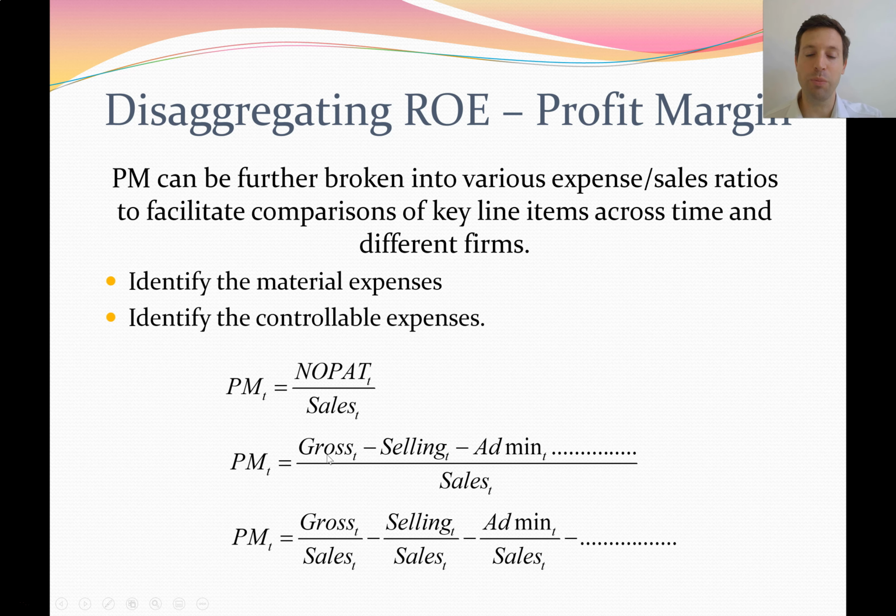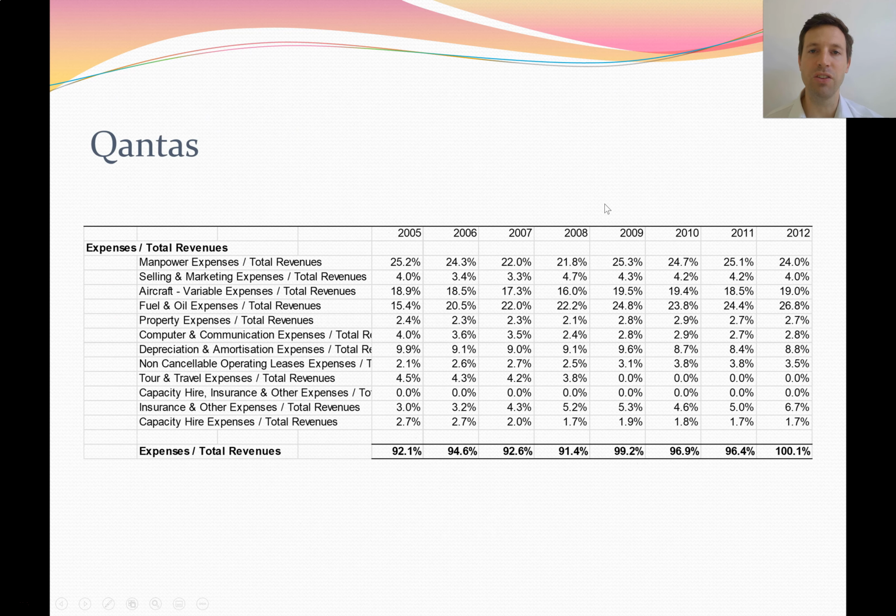as we break it down, we can break it down into the various different levels, such as the different expenses by sales, which is what we've done here in this Qantas example. So just from a quick glance at this data, we can start to understand the key drivers of Qantas's profit margin. Their largest expenses in 2012, manpower expense is 24% of their revenue. That's their salaries for their employees. Aircraft is 19%. That's actually paying the costs of running those aircraft. And fuel and oil expense is 26%.